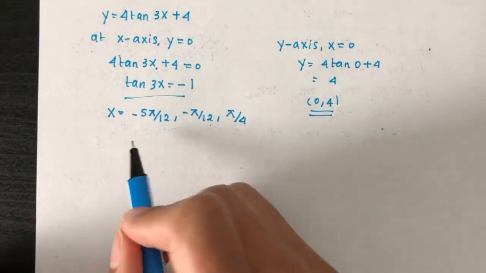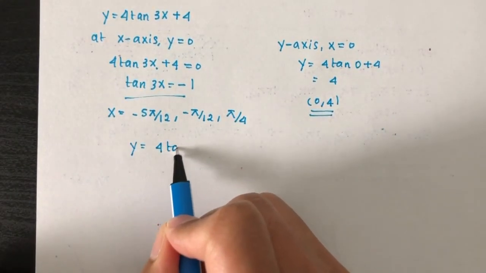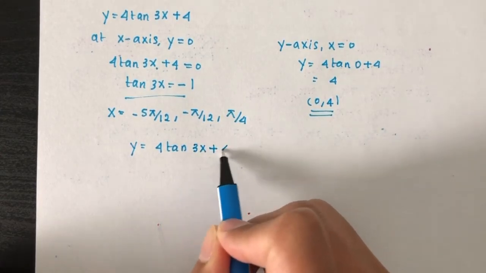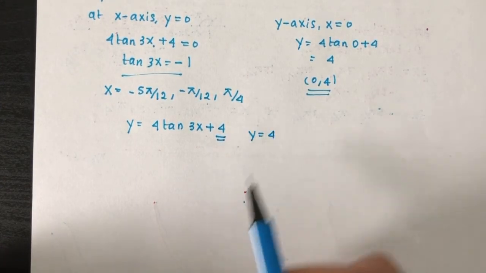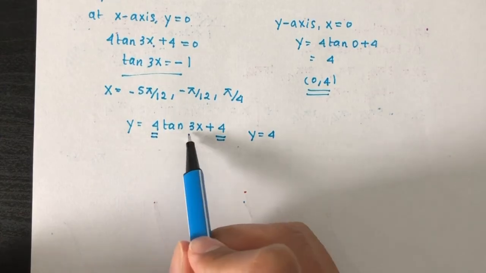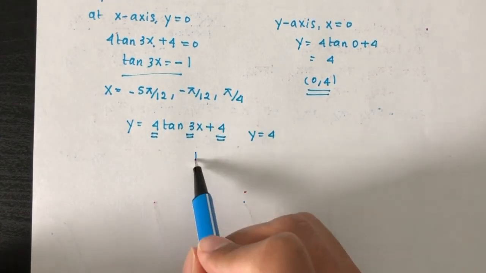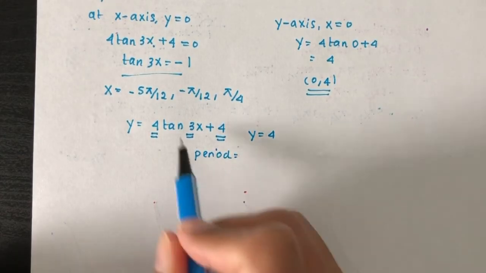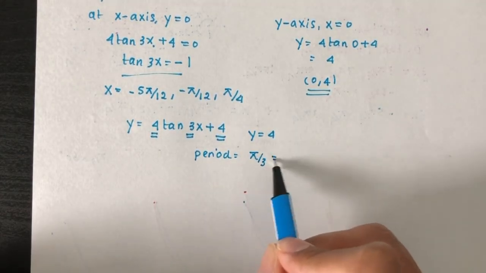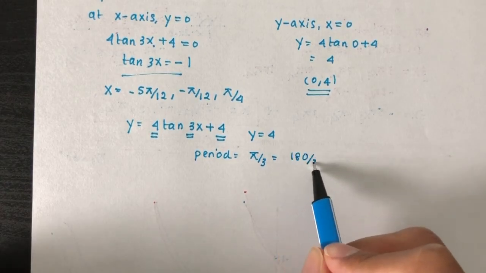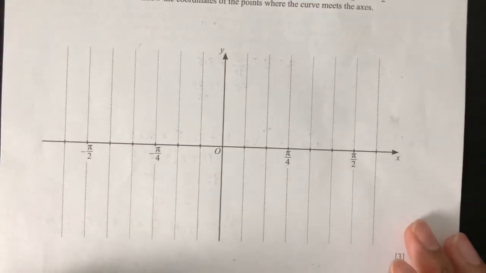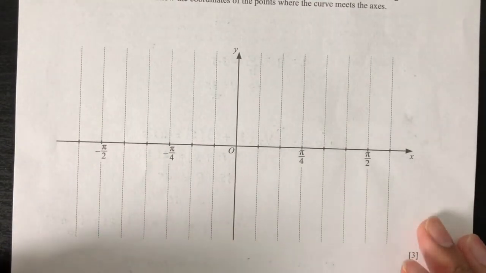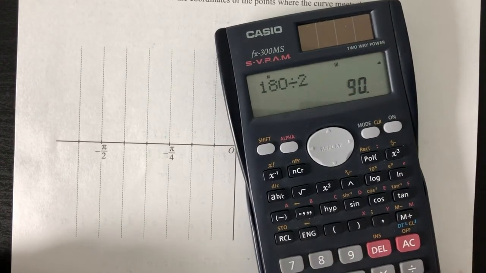Now if you look at this equation, y equal to 4 tan 3x plus 4, you can see y equal to 4 will be your baseline. We have 3 cycles, and since this is a tan curve, the period will be pi by 3, which is 180 divided by 3, which is 60 degrees. So let's see what we can have here. This is pi by 2, which is 180 divided by 2, 90 degrees.